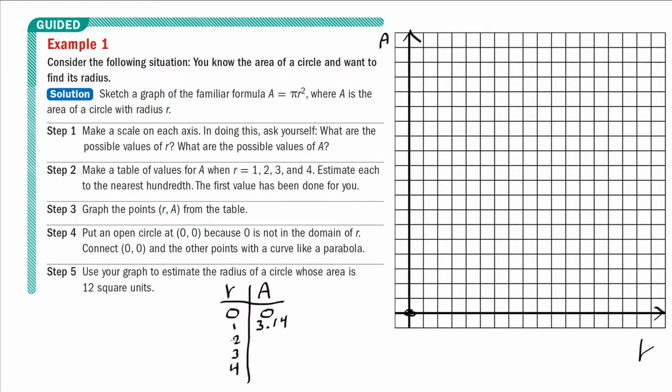For our second calculation, where r is 2, well, that's 4 times pi, right? 4 times pi, and that's going to give me 12.57.